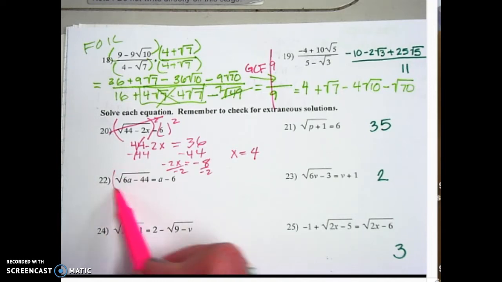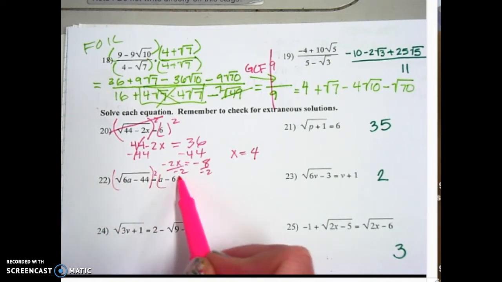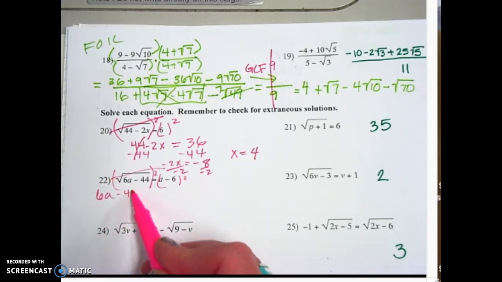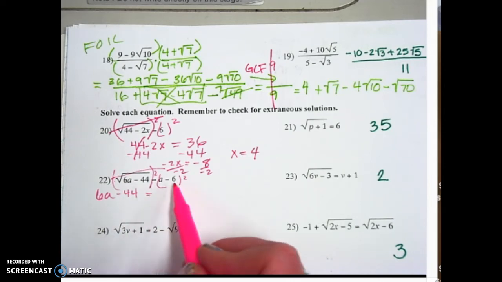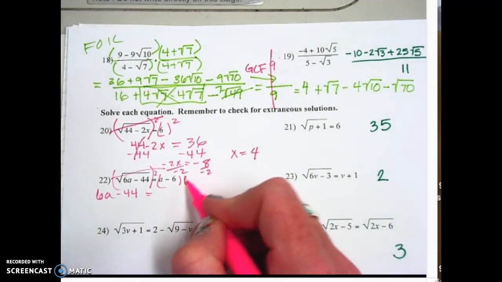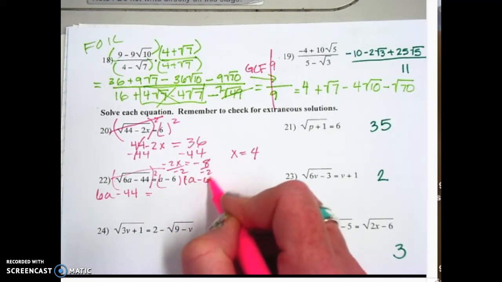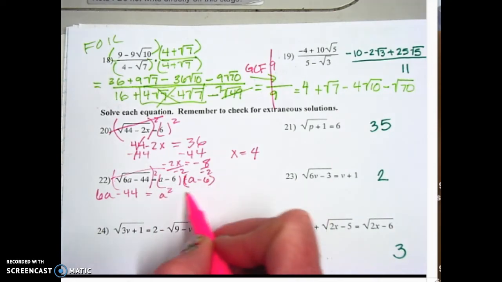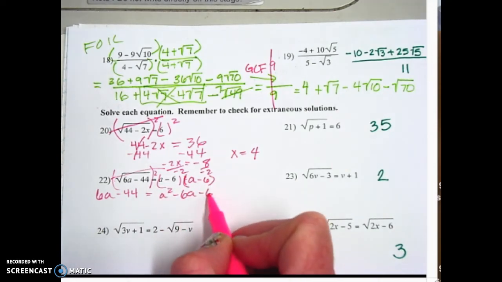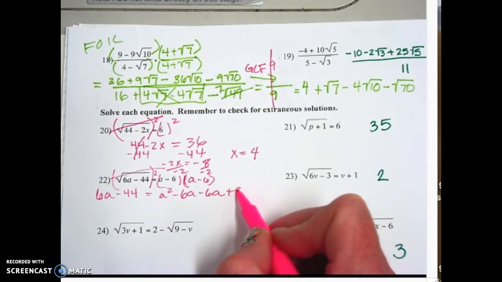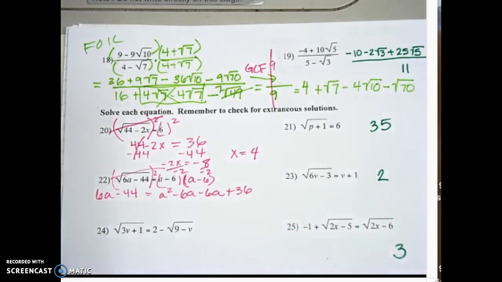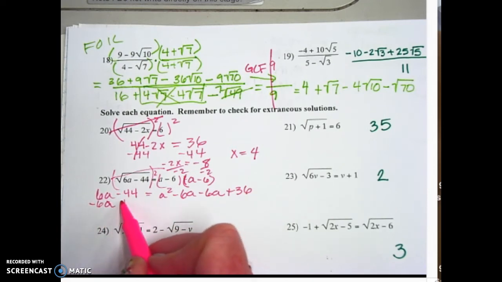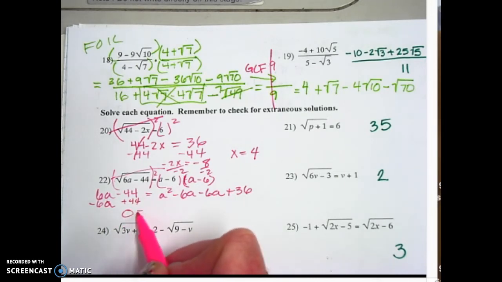Number 22, got to get rid of that square root, so I'm going to square both sides. So these cancel, and I have 6a minus 44 on the left, and on the right I need to FOIL. So I'm just going to rewrite this as a minus 6 times a minus 6. So first is a squared, outside is negative 6a, inside is another negative 6a, and last is a plus 36. So I want to set this equal to 0. So I'm going to subtract another 6a and add 44. That'll get me 0 on the left.